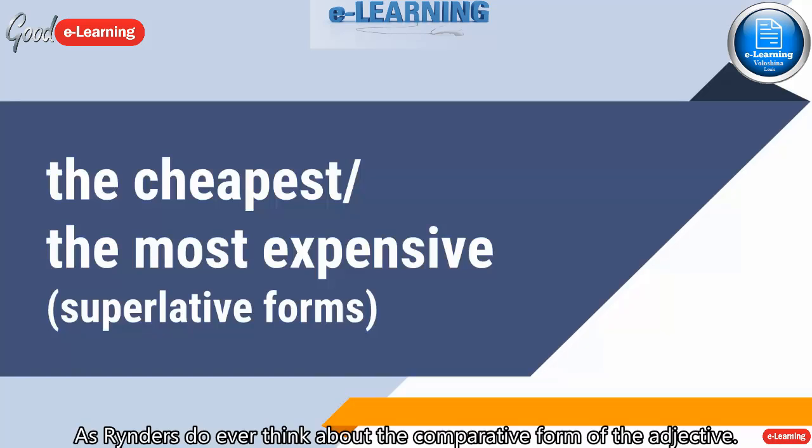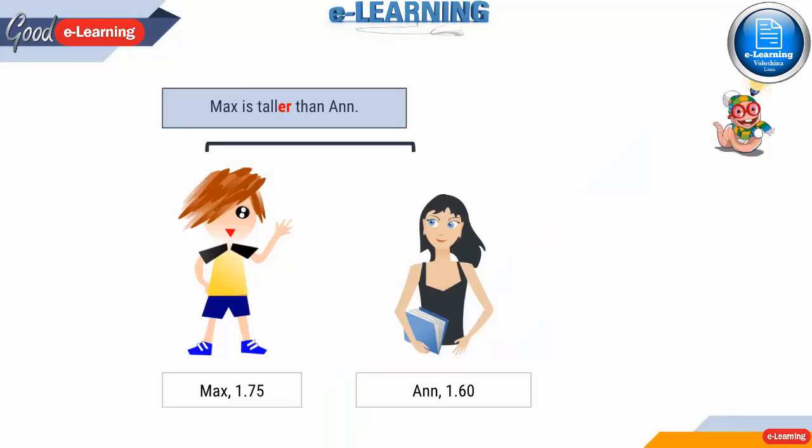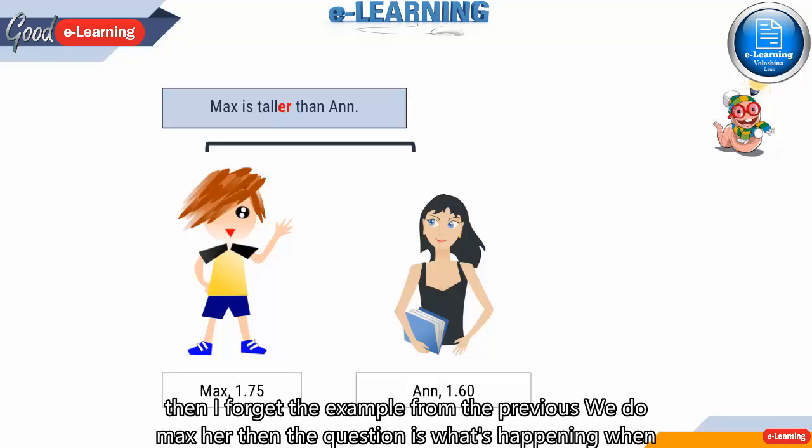As we understood everything about the comparative form of the adjectives, let's check what the meaning of their superlative form is, how it is formed, and which is the correct way to say this or that. Let's start with a situation again. What we know so far is that when we compare two people or two things, we use -er if the adjective is short. The example from the previous video: Max is taller than Anne.